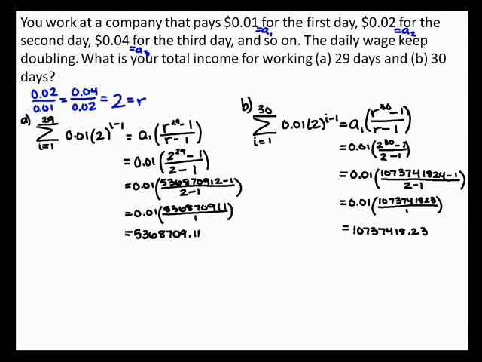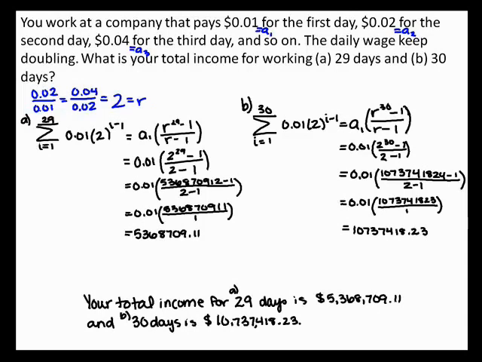You find that the sum is equal to 10,737,418 and 23 hundredths. Your total income for 29 days is $5,368,709.11, and 30 days is $10,737,418.23.